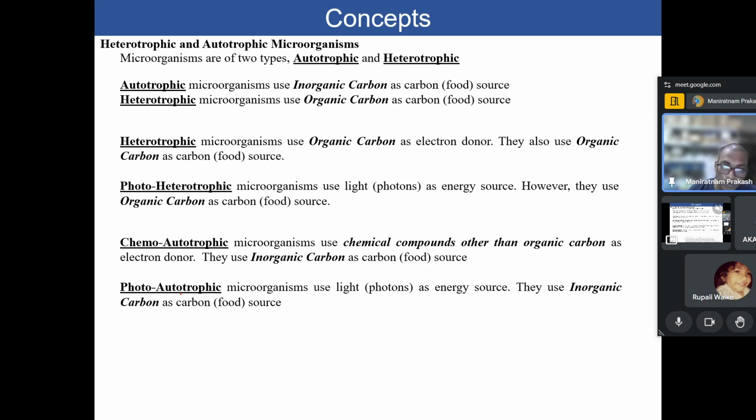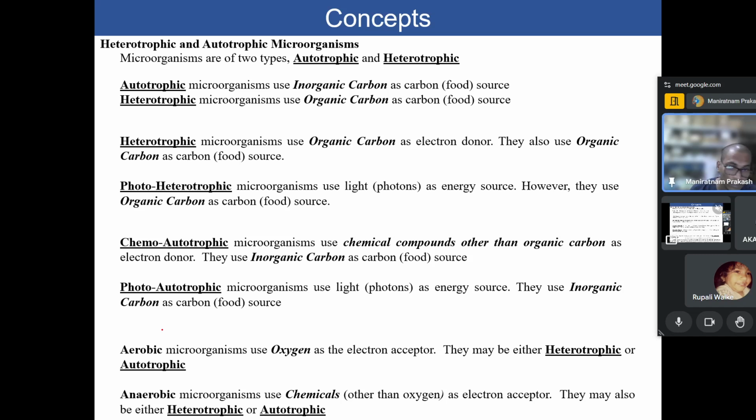Then we have photoautotrophic, again same: they use light as the energy source and inorganic carbon as a food source. Then we have aerobic microorganisms, which use oxygen as the electron acceptor, and they can be either heterotrophic or autotrophic. Then we have anaerobic organisms, which use chemicals other than oxygen.